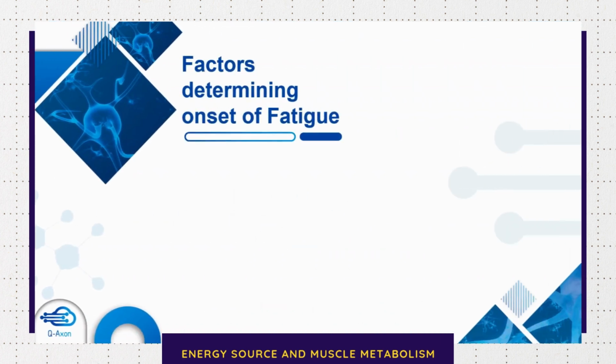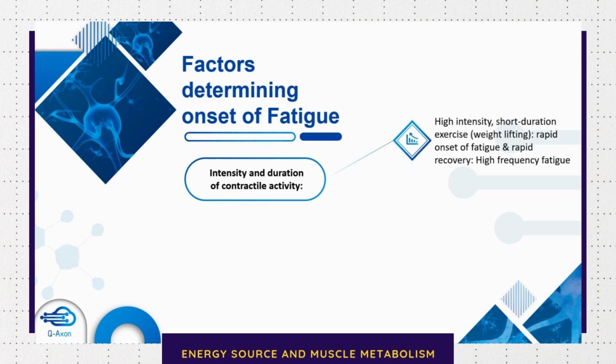So what are the factors which determine the onset of fatigue? The most important factor is the type of activity. The intensity and duration of contractile activity determine the onset of fatigue. So if you're performing a high intensity short duration exercise, for example weightlifting, then you quickly undergo fatigue, but then you also recover rapidly. Only a short period of rest is sufficient for you to recover. So this type of fatigue is called high frequency fatigue because both the onset of fatigue and the recovery are quick.